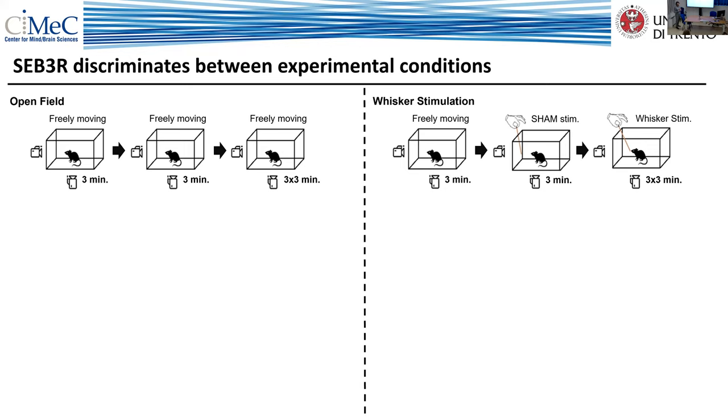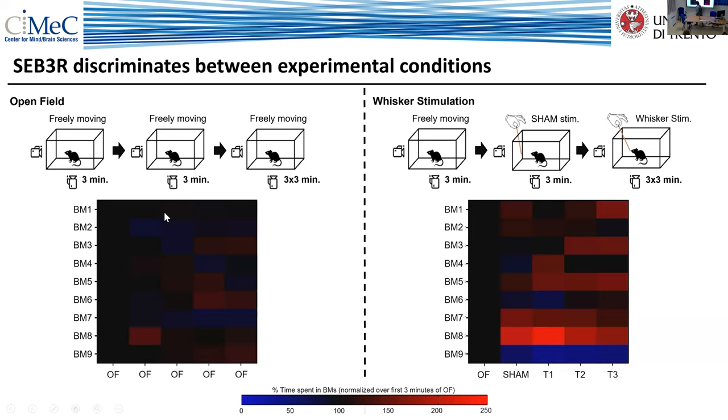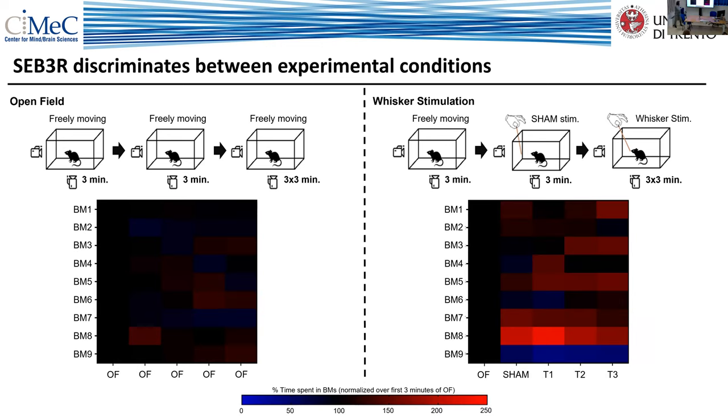The whiskers, you know, the little mustaches that mice have to explore the environment. Of course, at the beginning, they don't like it, and then they start liking it and exploring. We know this from previous studies. But our point was to show that when you parallel these two conditions and analyze with our pipeline, you do see the difference between them.